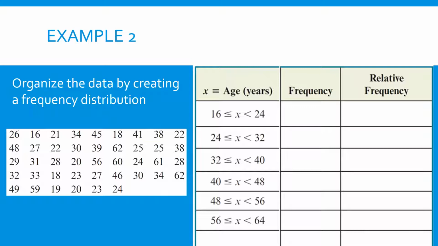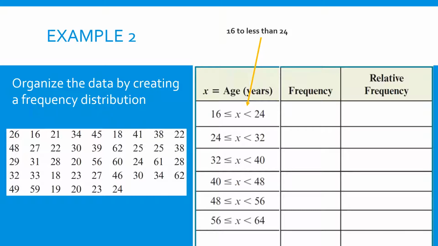All right, so we're going to start by counting up the number of people who are in the first age group, which if you read this using the mathematical notation, it says 16 is less than or equal to x, which is less than 24. X represents the age. So people that are between 16 and less than 24. Less than 24 means the same thing as 23 or less. So we're going to count up the number of people who are less than 24 years old.